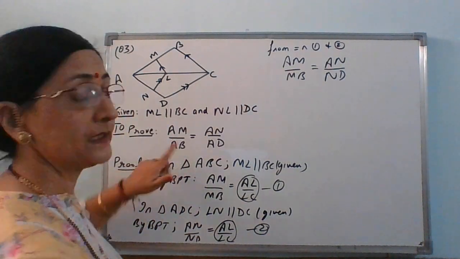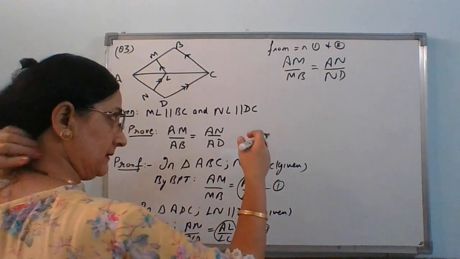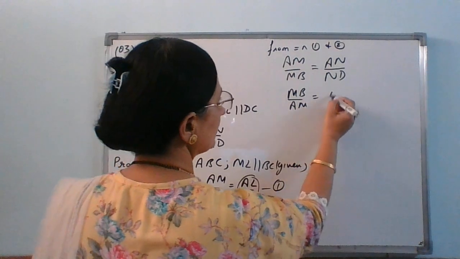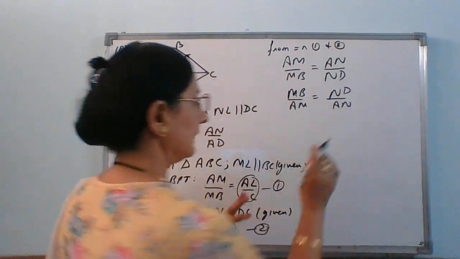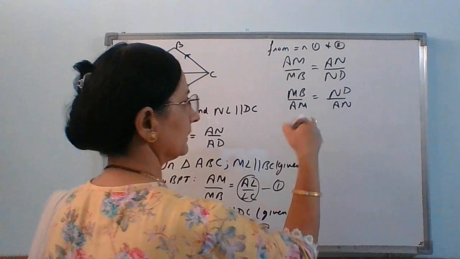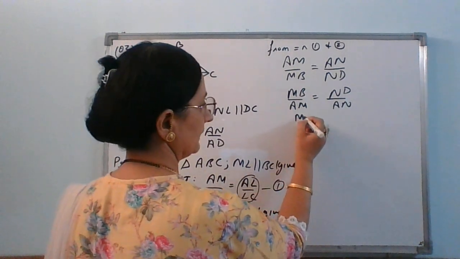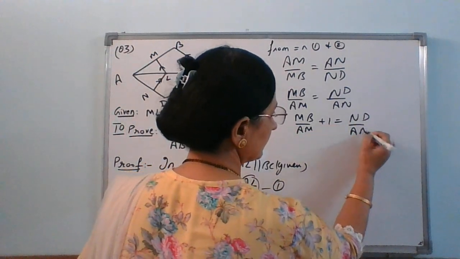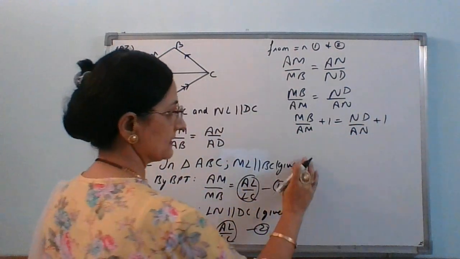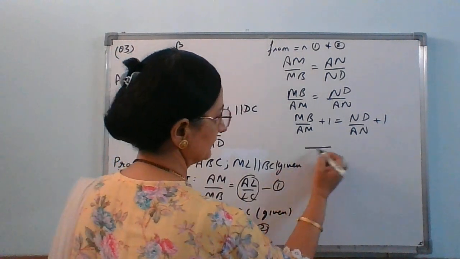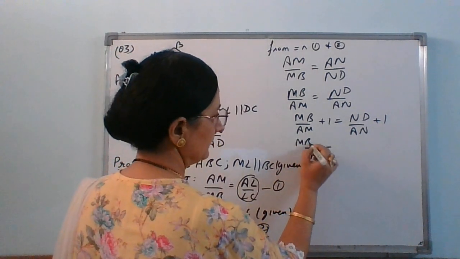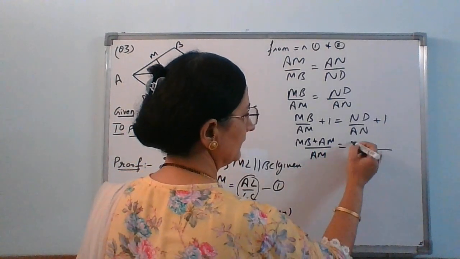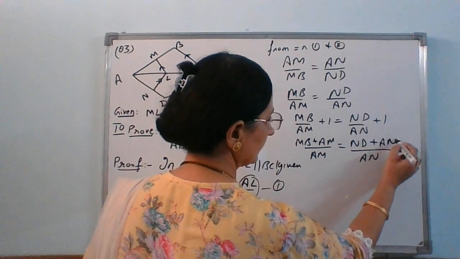MB. So how to make that AB? What you have to do is just write the reciprocal of this first. MB upon AM is equal to ND upon AN. Write the reciprocal, right? Now, after writing the reciprocal, just add 1. Adding 1 both sides. Let us see what is the result after adding, taking out the LCM here. That will be AM, so here it's MB plus AM. Here taking out the LCM, this LCM is AN, so here it becomes ND plus AN, right?